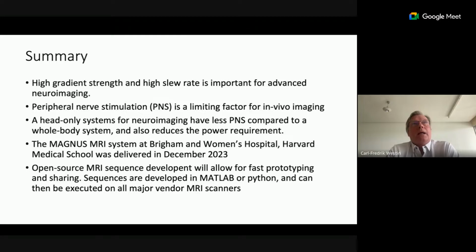And the last thing, the open source MRI, I mean, this is going to change the way we work dramatically, and allow for much faster prototyping and also sharing. Sharing has been a very complicated thing because you're not allowed to give out source code because of the vendors. So now we can actually even send or put in GitHub new development. So that last one is extremely important for collaboration and how to move forward.